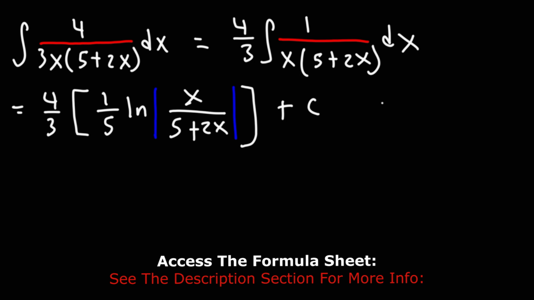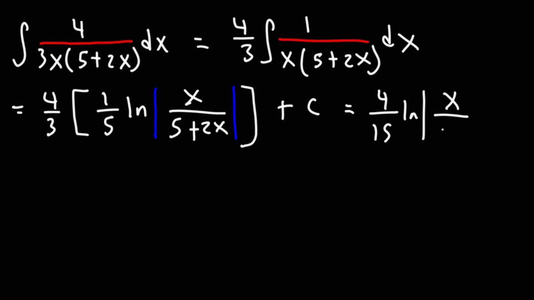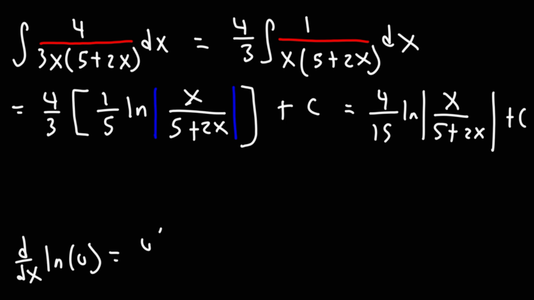So let's distribute the 4 over 3. So this becomes 4 over 15 natural log x over 5 plus 2x plus c. Okay, so we know the derivative of ln u is u prime over u. And this whole thing is u. u is x over 5 plus 2x.